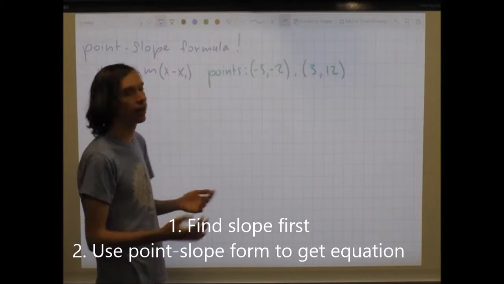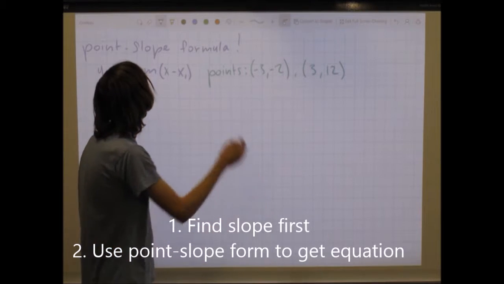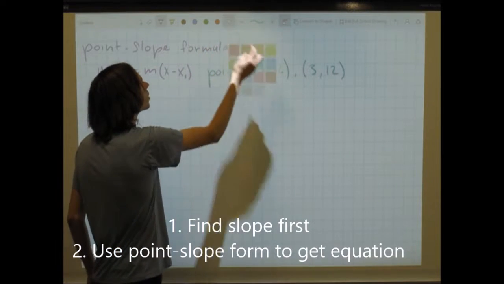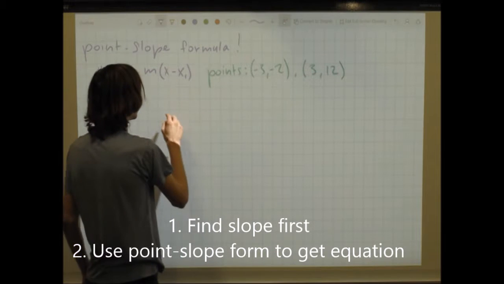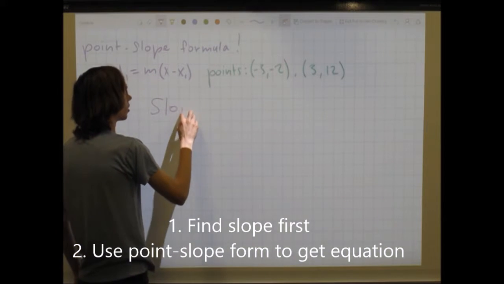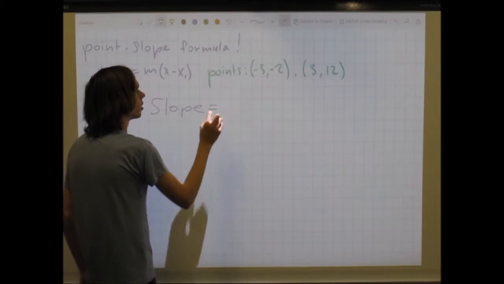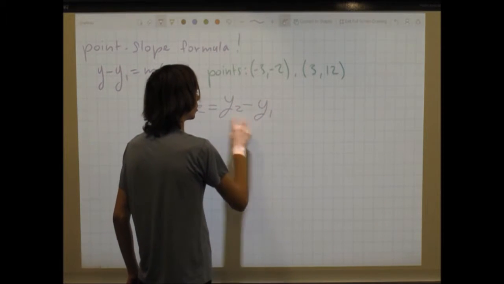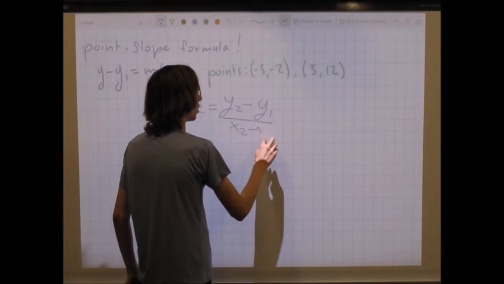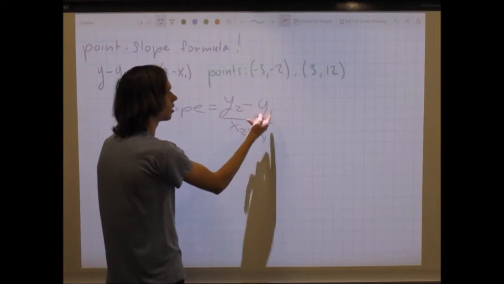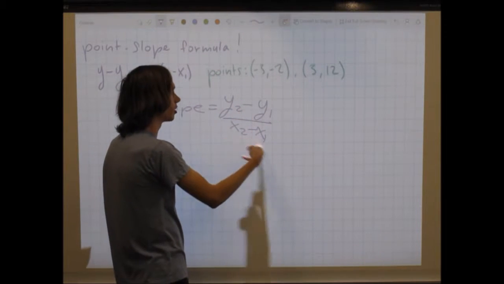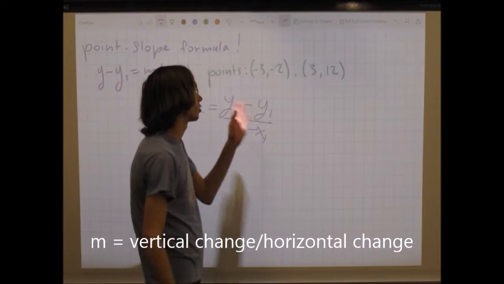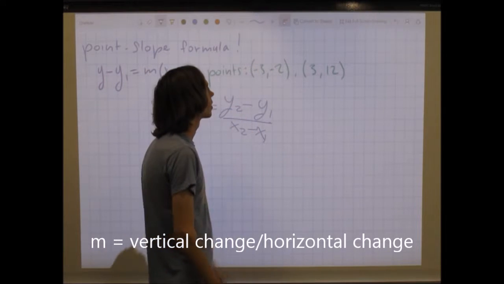So first things first, we've got to find the slope, right? So if you don't remember, the slope formula is just, I'll write it right here. Slope is y2 minus y1 over x2 minus x1, right? Because this is basically the change in the y values divided by the change in the x values, which is sort of like the rise over the run, right?